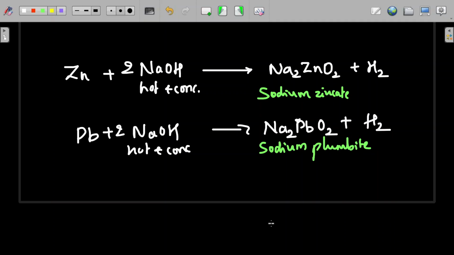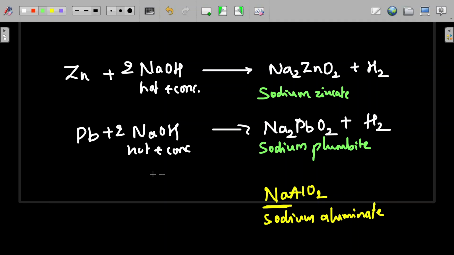No, no, no. Zinc carbonate. Okay. And lastly, with aluminum, you will get NaAlO2, sodium aluminate. This we have in metallurgy also. But remember, for sodium aluminate, we have only one Na: NaAlO2. But for sodium zincate and sodium plumbite, you have Na2.